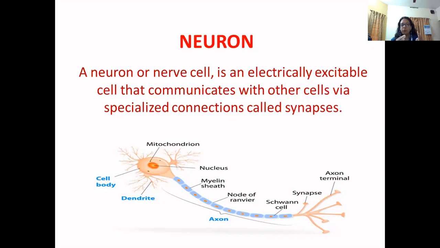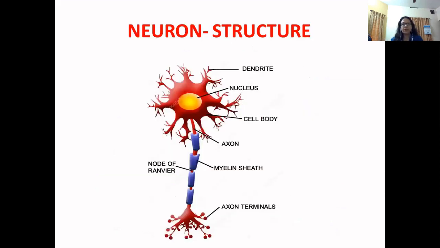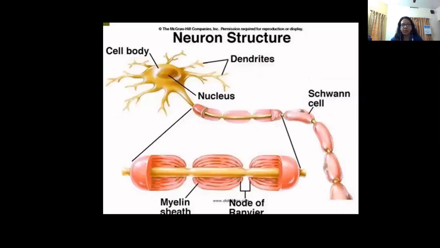The cell body is followed by the axon. This axon is followed by the axon terminal, which ends in synapses. Okay, fine. Next, this is the structure of a neuron, which is a clear picture. You can see there are dendrites, the nucleus, followed by the axon. You can see the myelin here. The nodes of Ranvier are very clear in between the myelin sheath, and the axon ends in axon terminals.